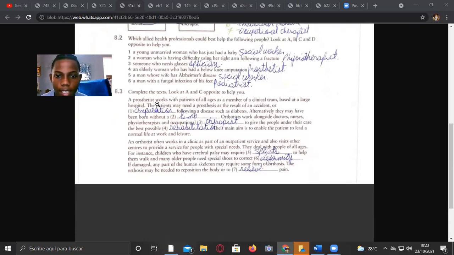A prosthetist works with patients of all ages as a member of a clinical team based at a large hospital. The patient may need a prosthesis as the result of an accident or an amputation following a disease such as diabetes. Alternatively, they may have been born without a limb.